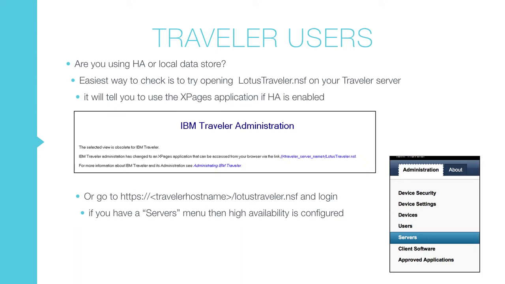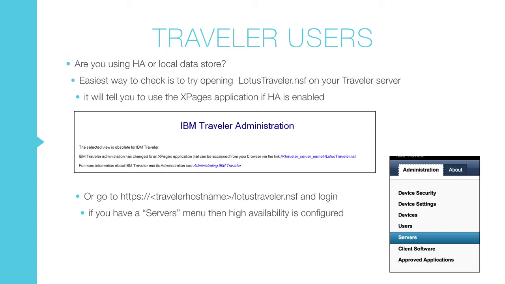So the next question is, are you using high availability or a data store? So Traveller, if you don't configure it for high availability, it keeps all the state databases in a directory called NTSDB, which you'll find under the data directory on the Traveller server. Be very careful with that directory, that's really important. If you get rid of it, all your devices are going to be doing things like prime syncs, which take forever. If you're using high availability, you will have moved your data store from that local data store to a DB2 server somewhere.